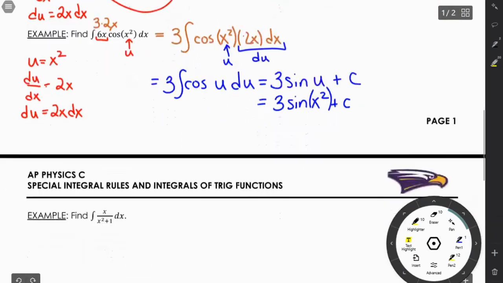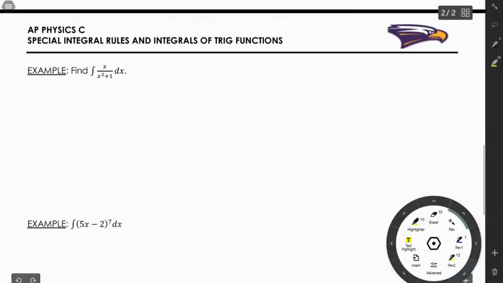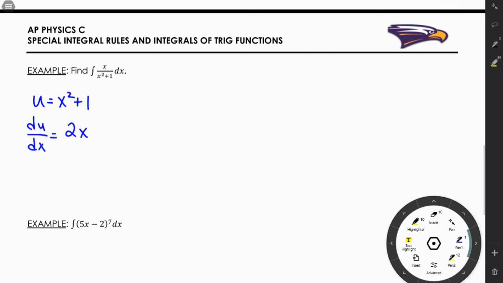All right, so let's keep working some examples. Here's one where we have a fraction: x over x squared plus 1 dx. Sometimes it's your numerator that you make your u, but sometimes it's your denominator. So I'm going to say u equals x squared plus 1. Then I take my du dx, which is going to be 2x, taking the derivative of this. And so now I have du equals 2x dx.